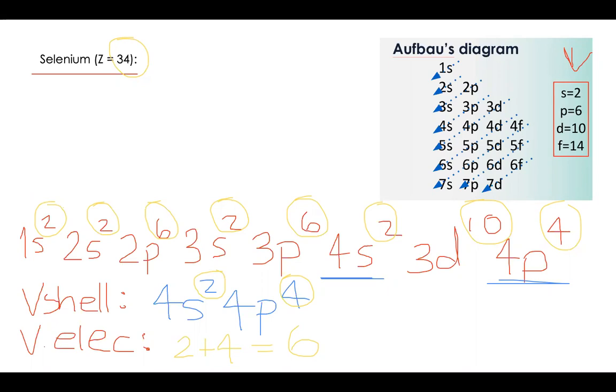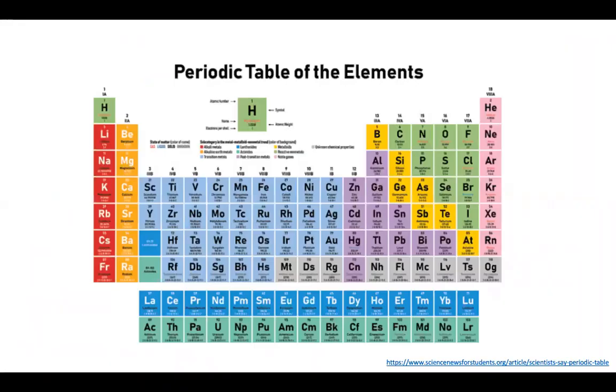Let's go to the periodic table. Here we have a periodic table. If we remember what we just got in the previous slide, for selenium, the valence shell was 4s2, 4p4.